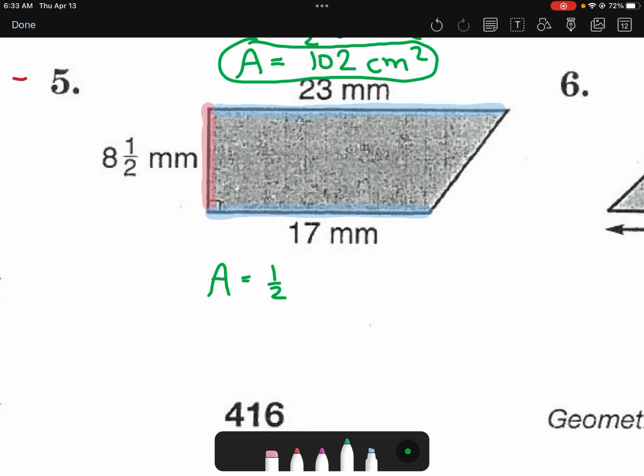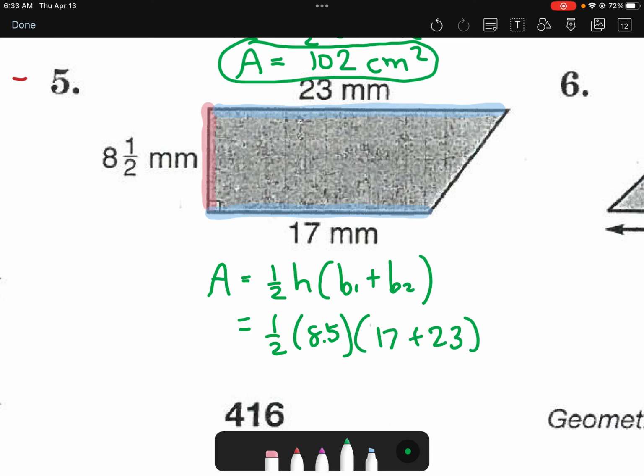To find the area of a trapezoid, we're going to take 1/2 of the height times the sum of those two bases. Our height is 8.5. That's a little bit easier mixed number to work with. 8 1/2 is the same thing as 8.5. The base lengths are 17 and 23. So I'm going to take a second, type this in. It gives me 170 for the numerical part of my answer. Don't forget, you got to have square units also.